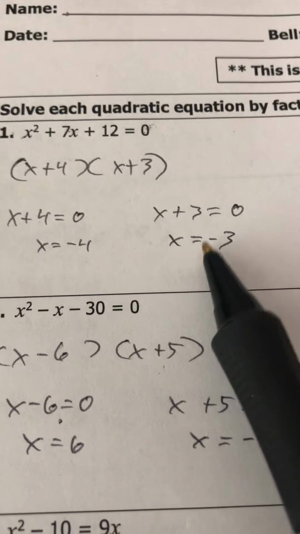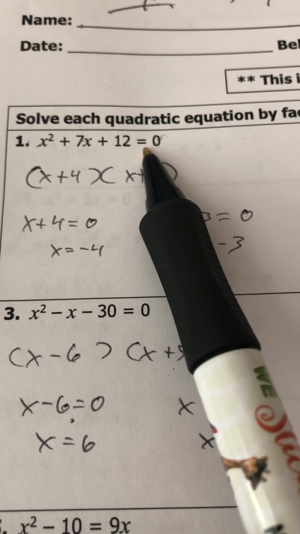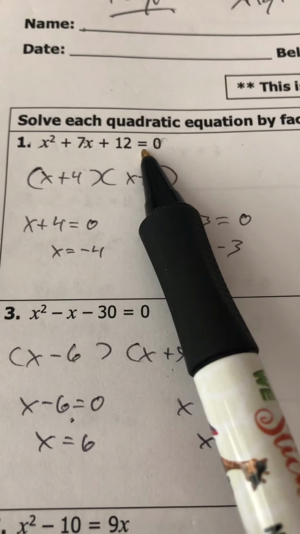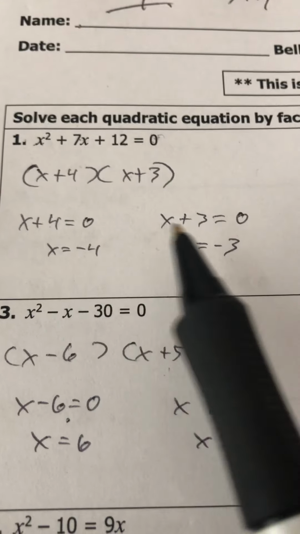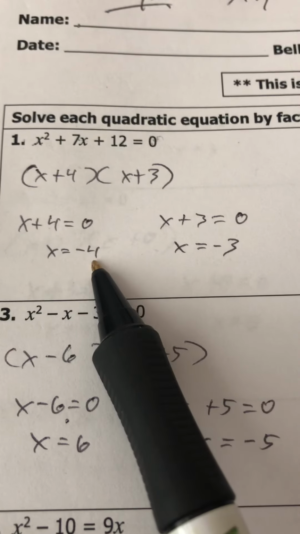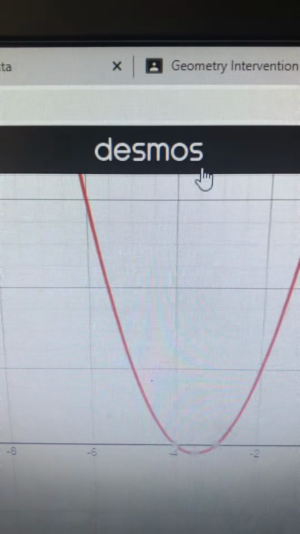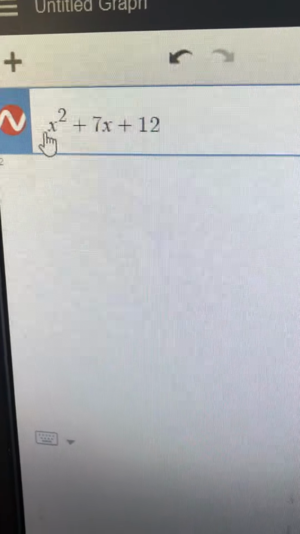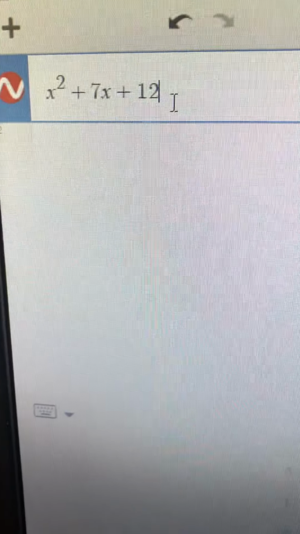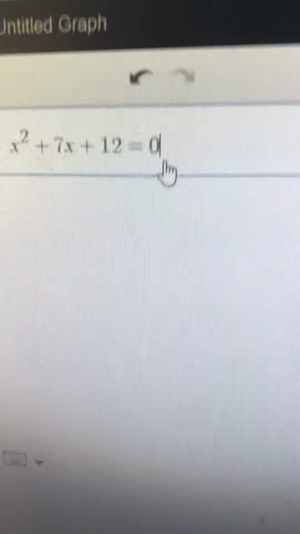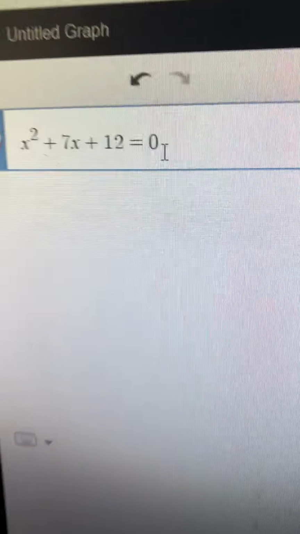What does this mean? This means if I were to plug this equation into my graphing calculator in Desmos, which I'm going to show you here in a second, this is where the line would cross the x-axis, at -4 and -3. So for all of the even ones, you could just Google Desmos, and it's the graphing calculator, okay? And you could type in the equation. I could even put equals 0, and it doesn't change anything.